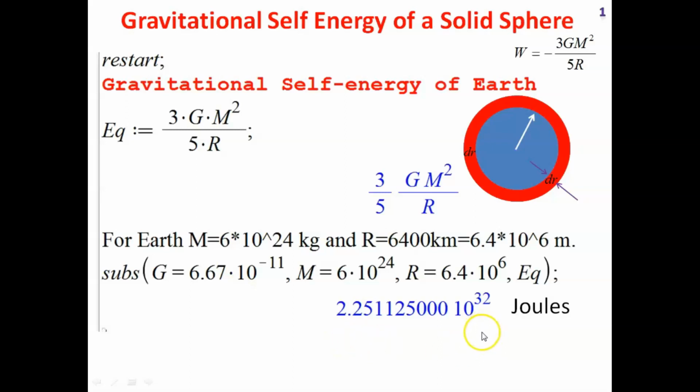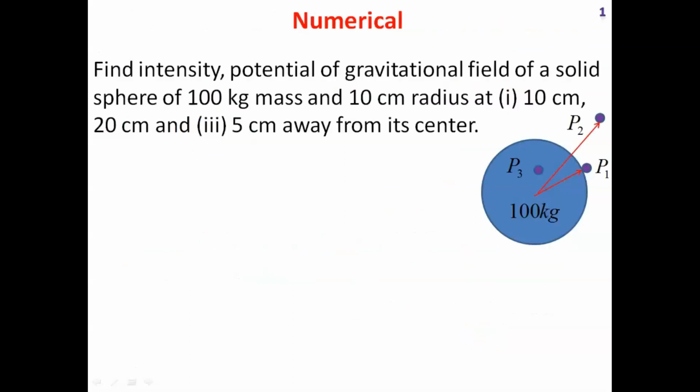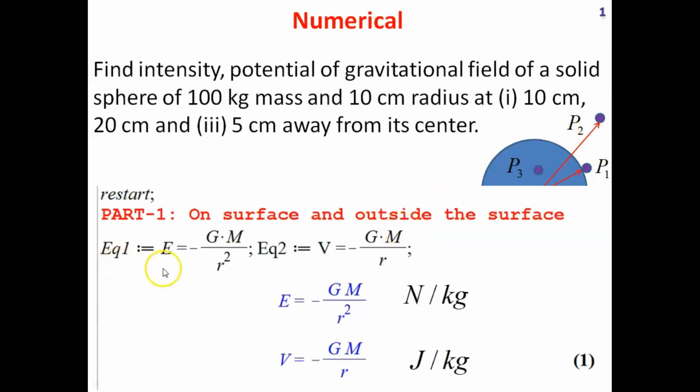Now quickly we shall rush through a numerical to find intensity and potential of the gravitational field of a solid sphere of 100 kg mass and 10 cm radius at 1) 10 cm, 2) 20 cm and 3) 5 cm from its center. So P1, P2, P3 I have located accordingly, and the formula for E is equal to minus GM upon R square, and for potential V is equal to minus GM upon R.